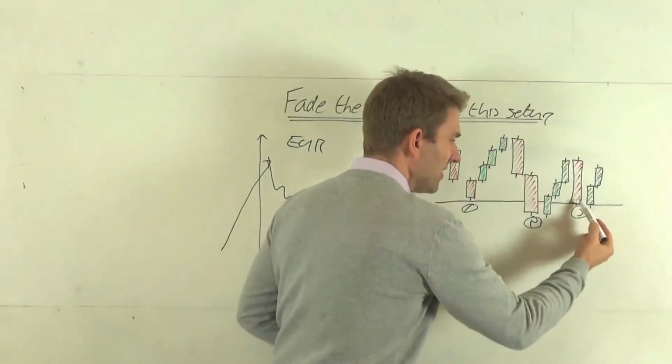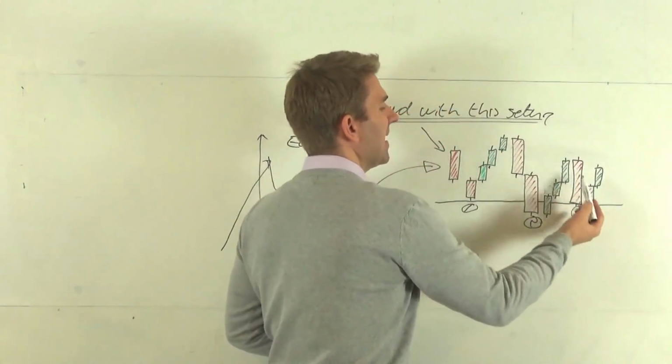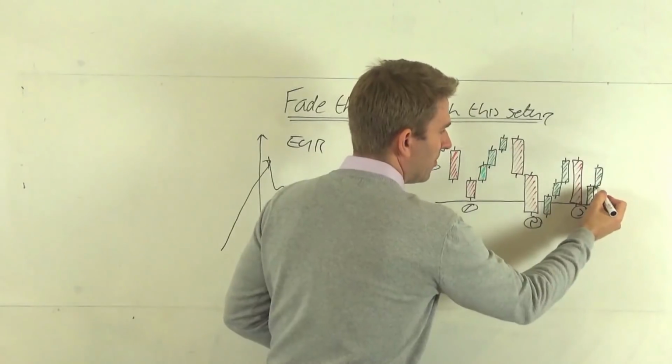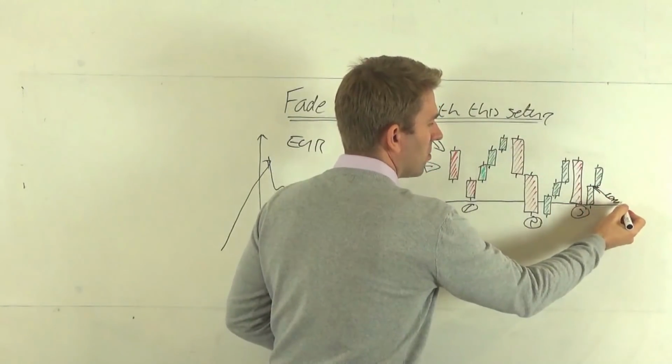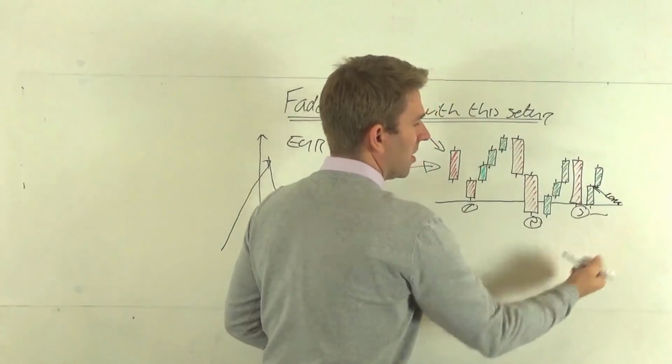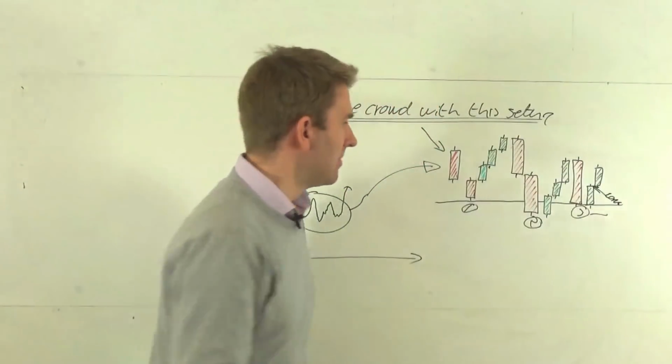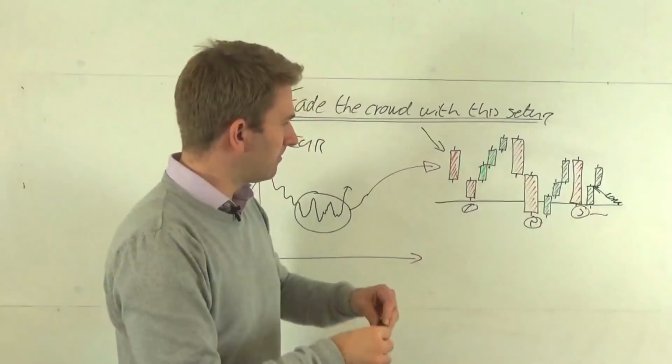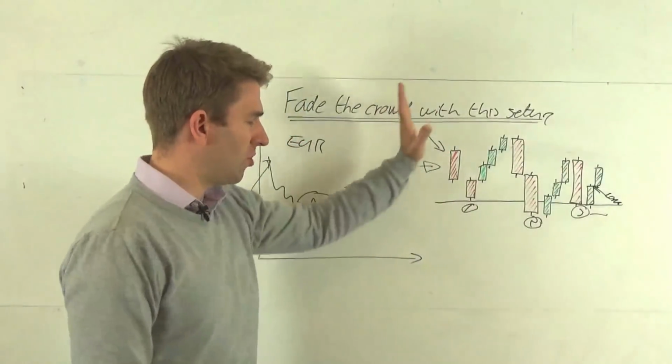And at that point, we're then looking for the next green candle, this bad boy here, and that is our long entry with our stop under the low here. Now, why is that? Because if you think about what's happened here, people have come in, they've gone short, or the sellers are in control.